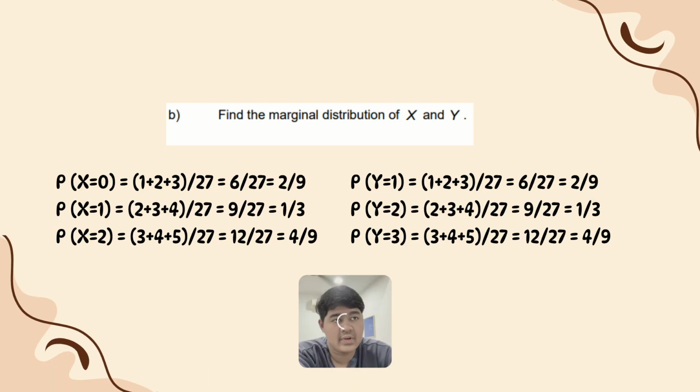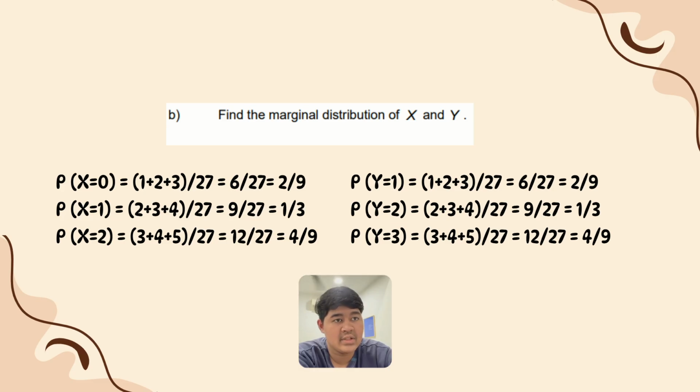So question B, find the marginal distribution of x and y. So we have to find the marginal distribution of x first. To do this, we have to add across each row. So we know that when x equals 0, the answer is 2 over 9. When x equals 1, the answer is 1 over 3. And when x equals 2, the answer is 4 over 9.